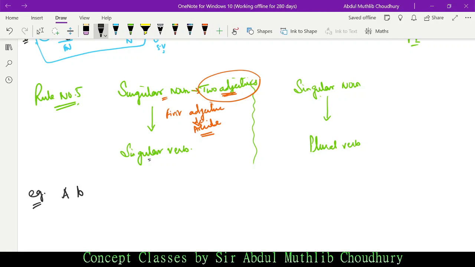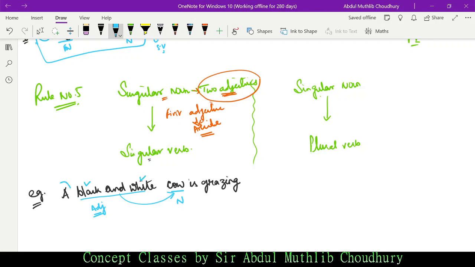A black and white cow is grazing. Alright. Now in this case, cow is the noun. Black and white, which is talking about the cow, is adjective. Now in this case there are two adjectives. One is black and the other is white.